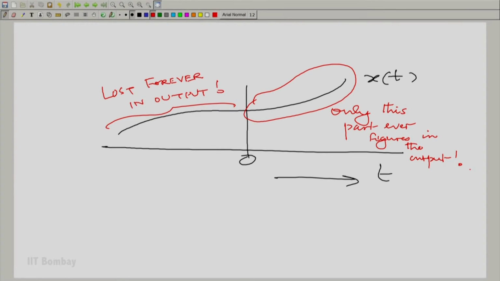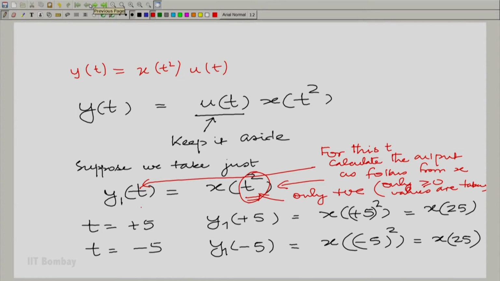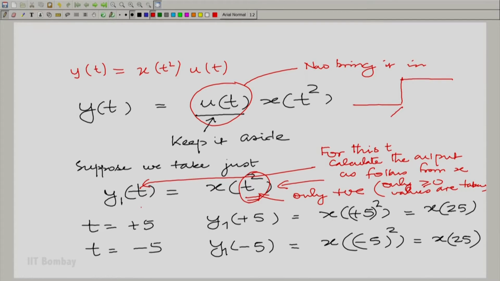Is that right? So, now let us complete the system description by multiplication by u(t). Let us now bring in u(t). Now, you are multiplying by u(t), and u(t) is of course 1 for t greater than or equal to 0 and 0 for t less than 0.